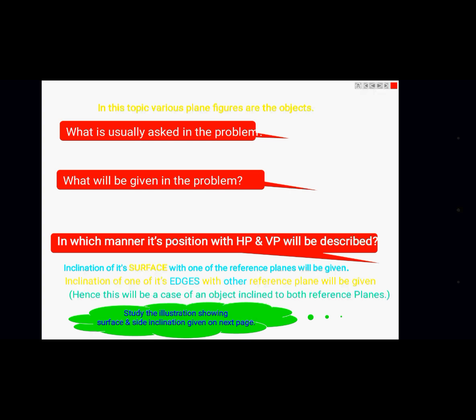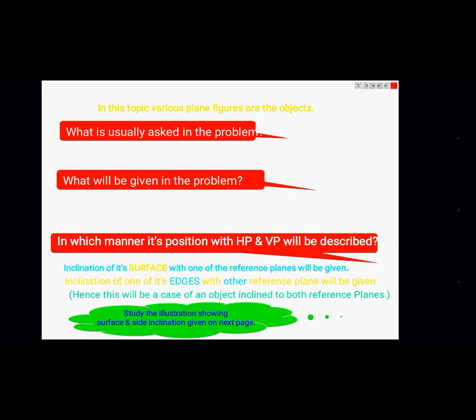So the first step will decide whether the lamina is resting on HP or whether it is resting on VP. This is the first basic initial foundation step. If you commit a mistake in the first step, you will get 0 marks. And then there are options. You can place the lamina either with edge resting position or with corner resting position, as per the given condition, as per the given statement.